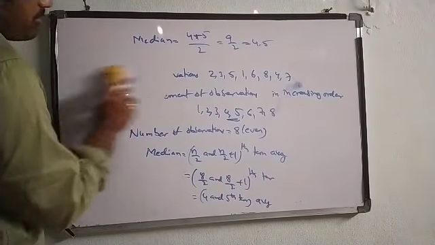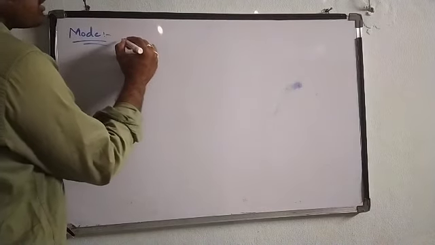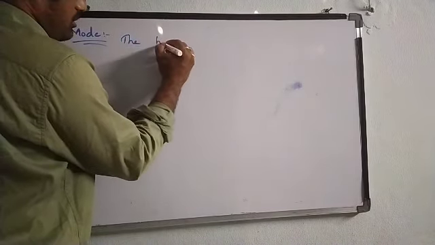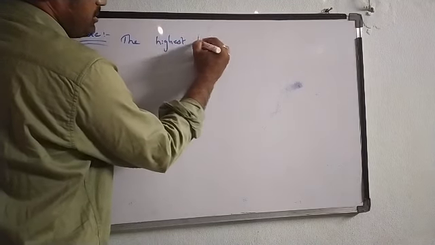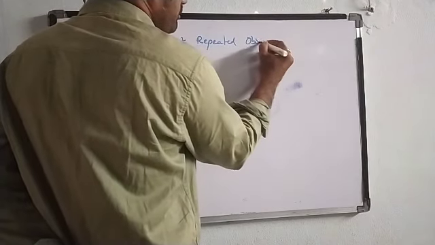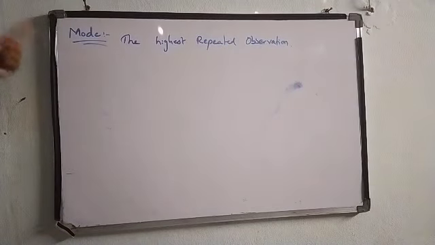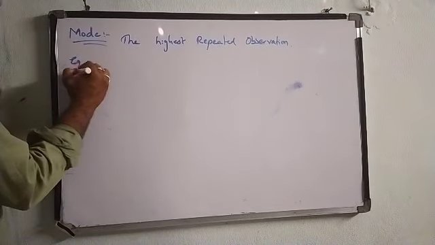Next, we will discuss the mode of the data. So the mode of any data is given as the highest repeated observation. The highest repeated observation we are going to call a mode. Okay, let us take an example.